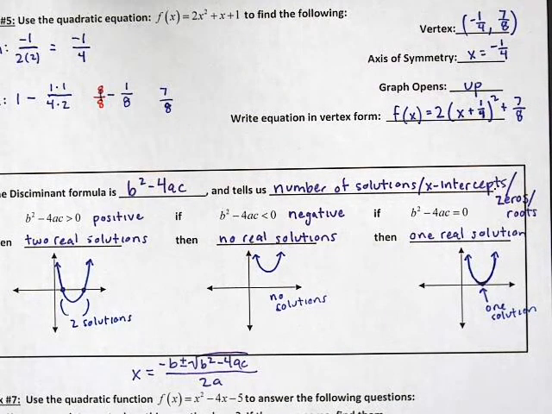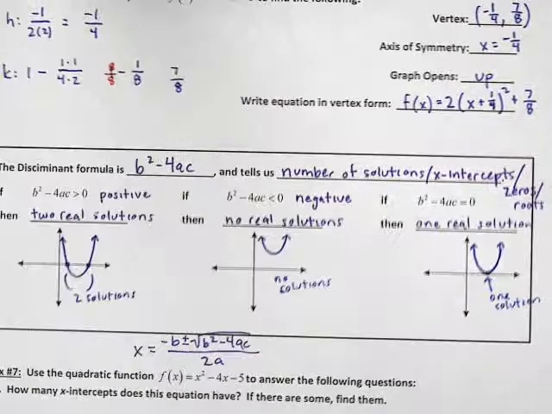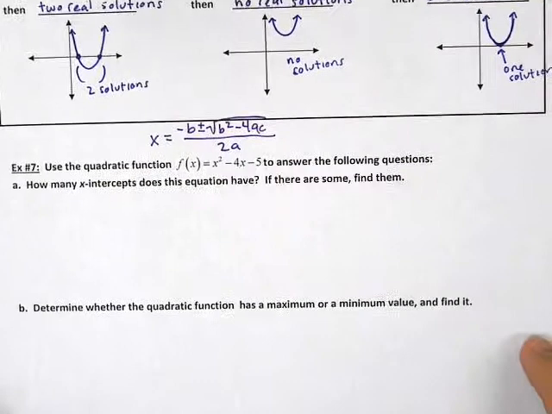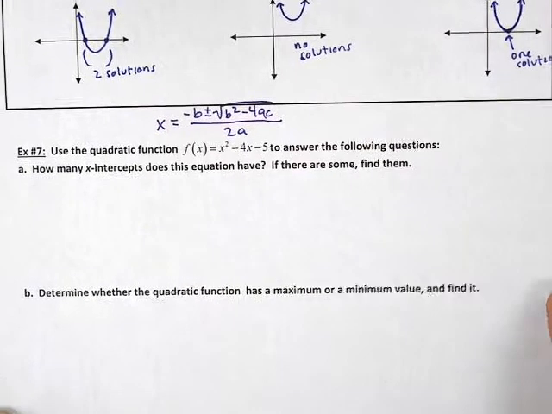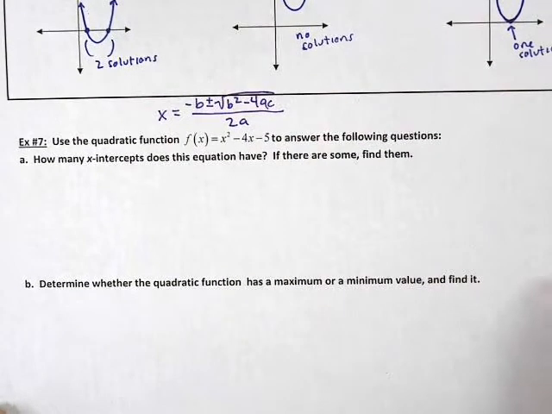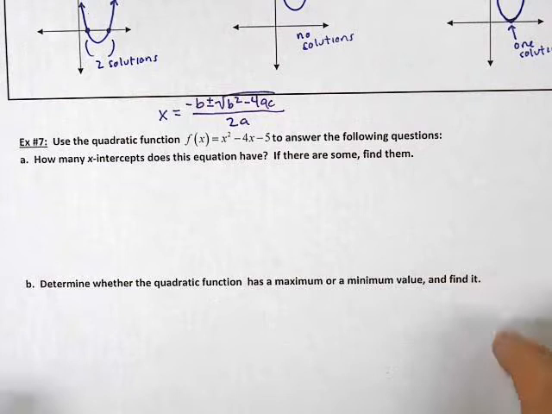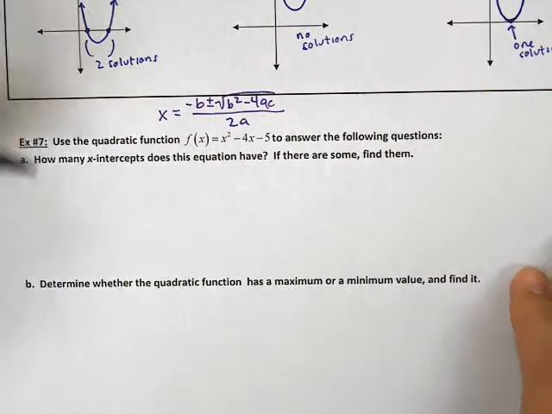Okay, now let's go to an example, see how this works. x squared minus 4x minus 5. Okay, we want to know how many x-intercepts this has. So what are we going to do? We're going to use b squared.